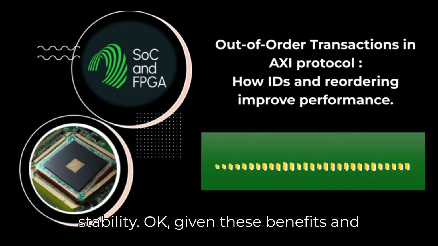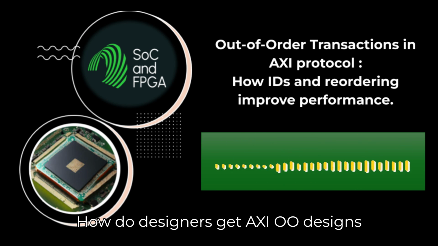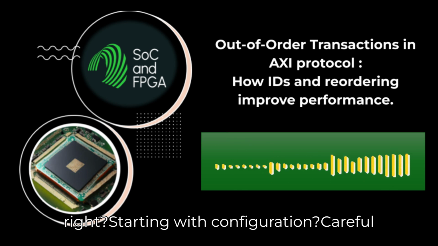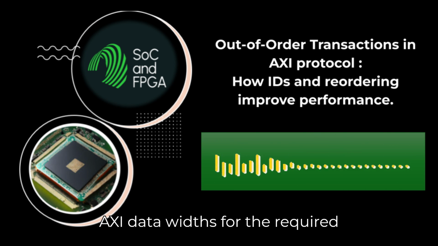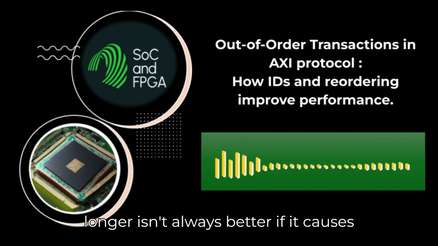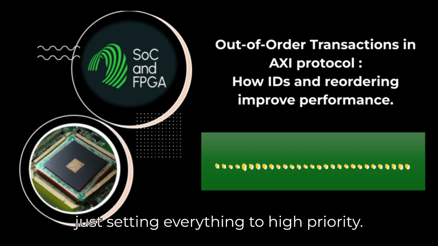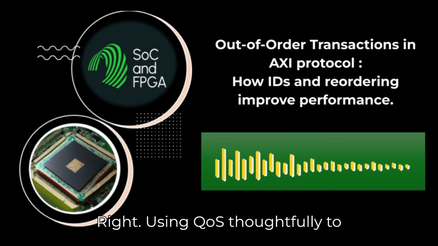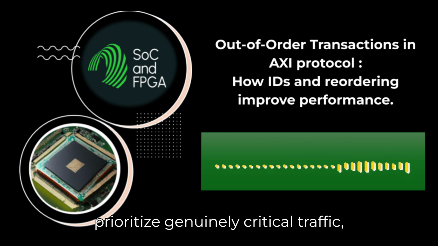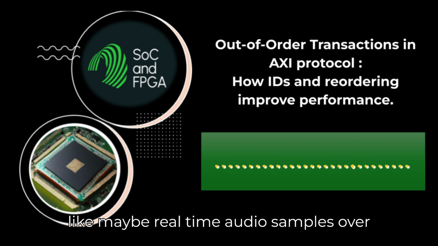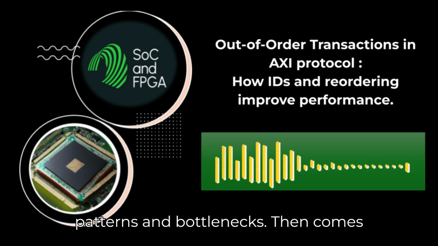Okay, given these benefits and challenges, what are the best practices? How do designers get AXI designs right? Starting with configuration. Careful configuration is key. Choosing the right AXI data widths for the required bandwidth. Optimizing burst lengths, longer isn't always better if it causes blocking. And using QoS effectively, not just setting everything to high priority. Right. Using QoS thoughtfully to prioritize genuinely critical traffic, like maybe real-time audio samples over bulk data transfers. It requires understanding the system's traffic patterns and bottlenecks.